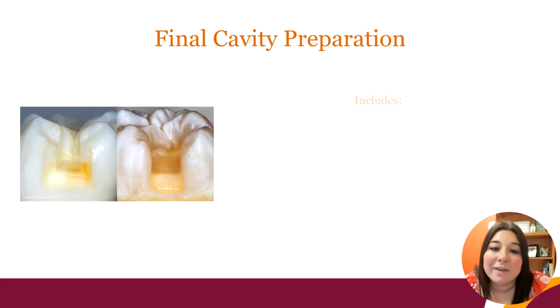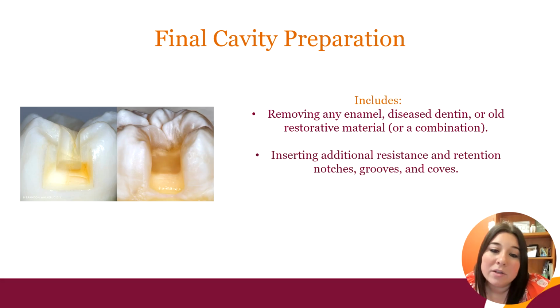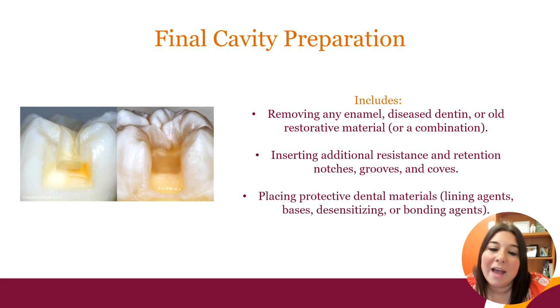Then final cavity preparation includes removing any enamel, diseased dentin, or old restorative material, or a combination of all three. It also includes inserting additional resistance and retention notches, grooves, and coves, anything that's going to help that restoration stay in place for a long time. And then it also includes placing protective dental materials such as linings, bases, any desensitizing materials, or bonding agents.